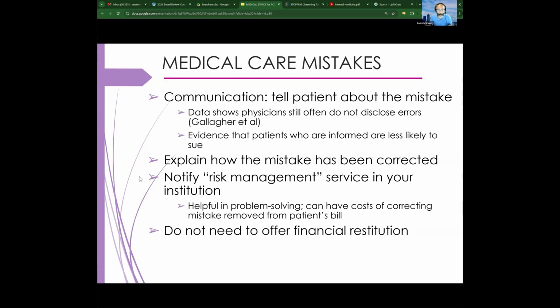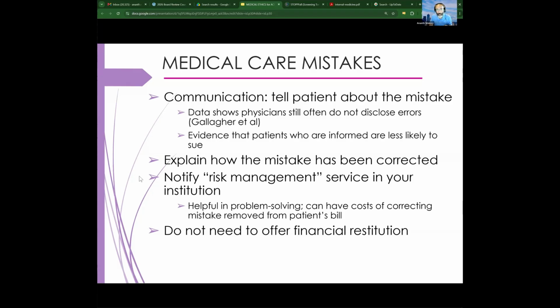Now, should a mistake happen, and again, it is very likely to happen during your career, we are all humans and we take care of many, many people. It's a lot of opportunities for mistakes to happen. It's important to also explain what is being done to treat or address what has happened. And then, depending where you are, it can be helpful to notify your risk management team.